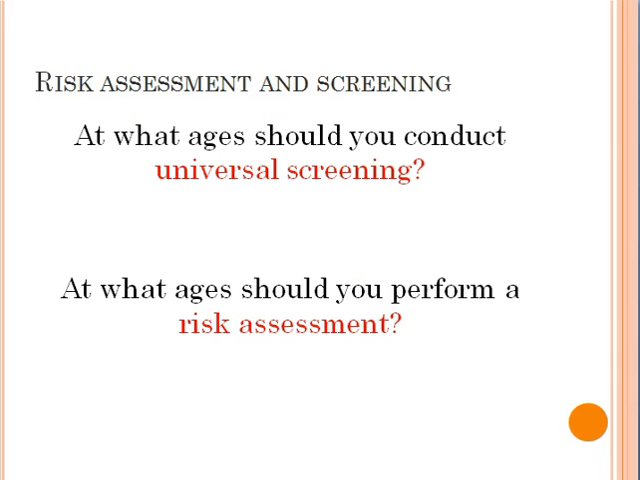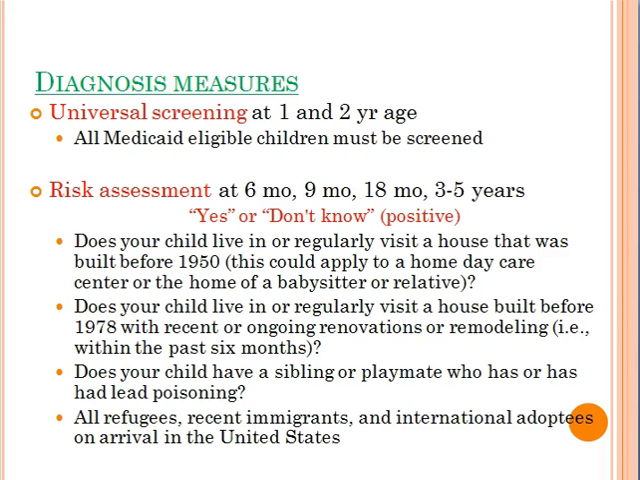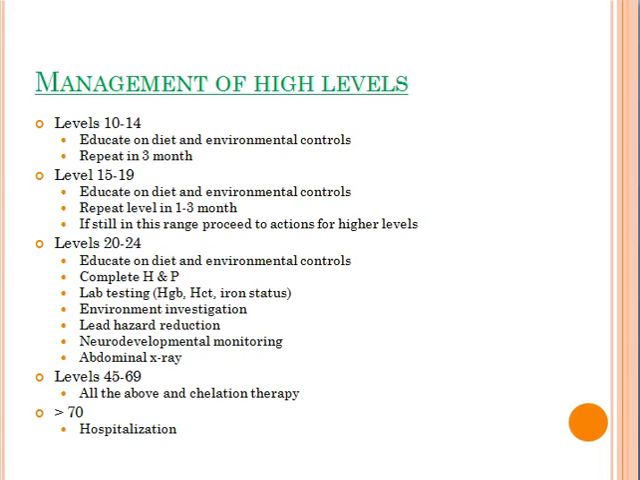So the question is what age do you conduct universal screening, and at what age do you perform a risk assessment? So again, most likely this will be on your test. Universal screening is done at 1 and 2 years of age, and that's required for all Medicaid eligible children. And then a risk assessment is done at 6, 9, 18 months, and 3 to 5 years. And if there is a positive or a don't know, then they need to be tested.